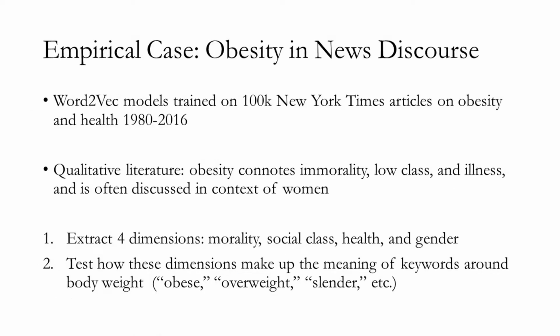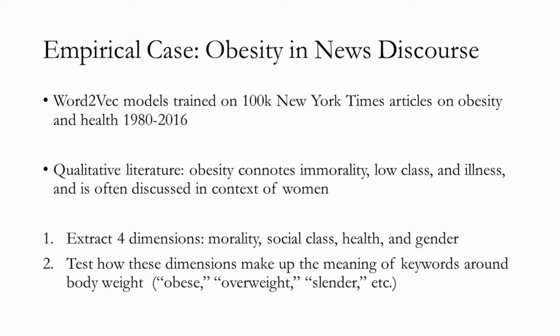So now I'll show you this in a more concrete case, the case of obesity reporting. I took a bunch of Word2Vec models trained on news reporting on obesity discourse from 1980 to 2016. And I have a bunch of qualitative literature that has this very strong suggestion that obesity is framed as immoral, as low class, as something that's talked about more in the context of women than men, and as something that connotes illness. So what we can do is take these four dimensions, morality, social class, health, and gender, and test how these dimensions make up the meaning of a bunch of lexicon in this discursive field.